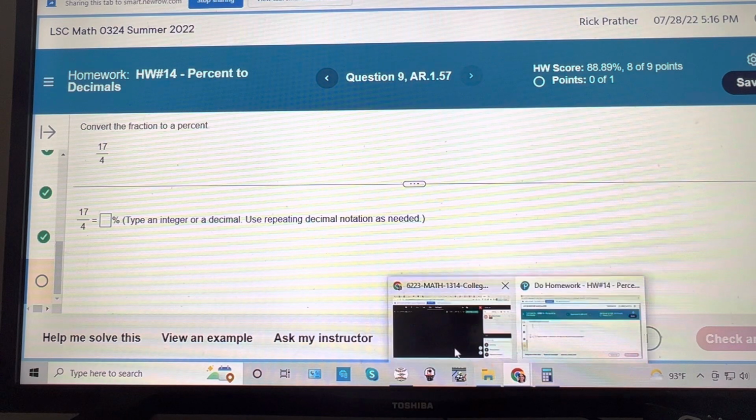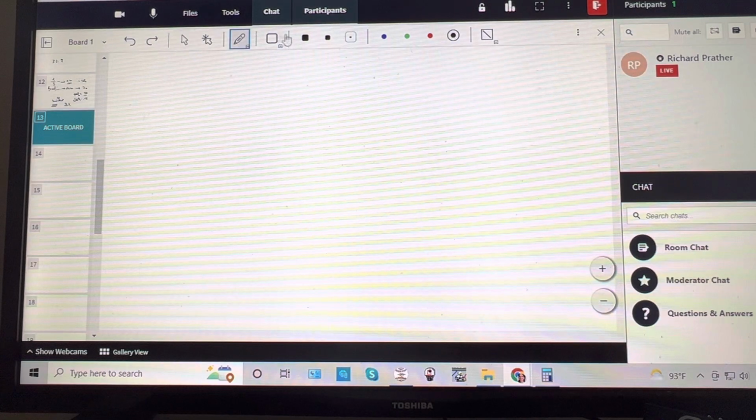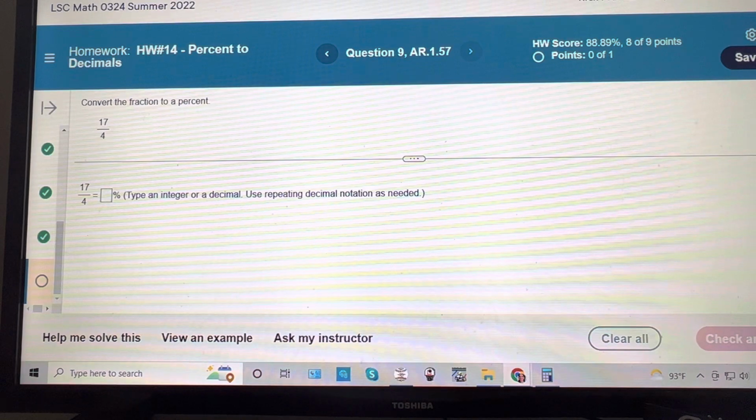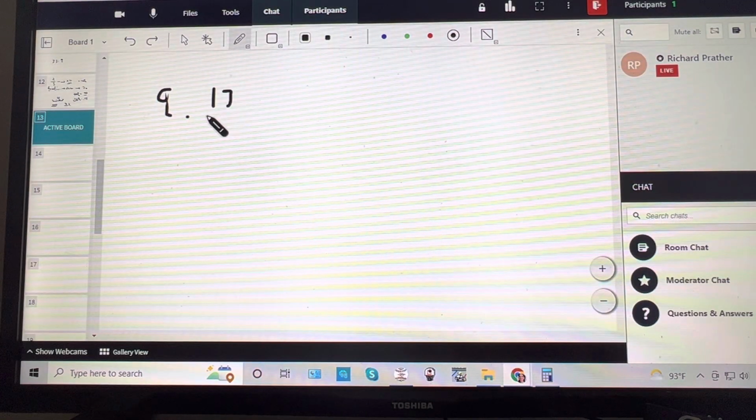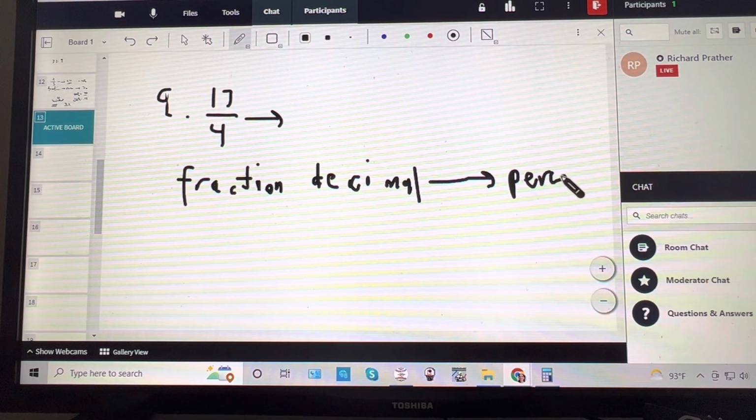Same problem, just a different fraction. So this time they're giving me the fraction 17 divided by 4. This is the fraction, so it's a two-step process. I need to make the fraction turn into a decimal first. That's easy. Then I'll turn it into a percent. In the US, we write percent as one word, but in Britain, they spell it as two words.